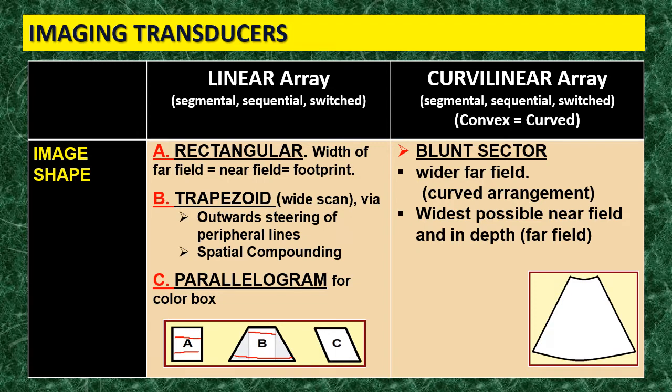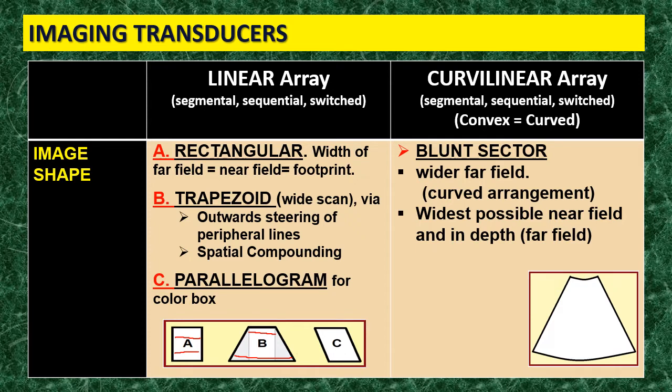The trapezoid function of the image is achieved via one of two techniques. Either the outer elements, the outer segments of the PZTs, are steered to the side. So there is some kind of steering here, which is the phasing. The outer elements are steered to the sides, and that's why I get the steering of the beam fanning out. So the outer parts are fanning out. Okay. So this is one technique.